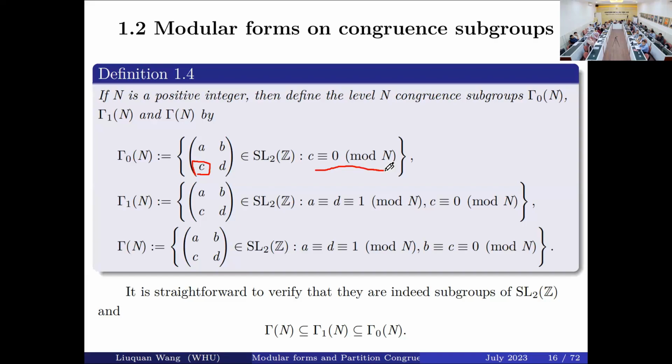For Gamma_1(N), we need A and D to be congruent to 1 modulo N, and C must be divisible by N. And for Gamma(N), we need A and D congruent to 1 modulo N, and B and C congruent to 0 modulo N. So these are three special subgroups of SL2(Z). It is straightforward to verify that they are indeed subgroups and they have such inclusions. Gamma_0(N) is the biggest, and Gamma(N) is the smallest among these three groups.